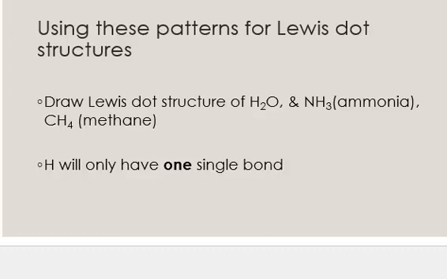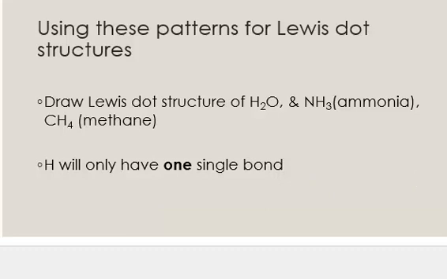Using the Lewis dot structure of atoms and the patterns listed in Table 3.4, you can draw Lewis dot structures for simple molecules. This slide asks for the Lewis dot structure of water, or capital H subscript 2 capital O, another molecule called ammonia, capital N capital H subscript 3, and methane, or capital C capital H subscript 4. One thing to remember is that hydrogen will always have one single bond. It cannot bond to more than one atom.